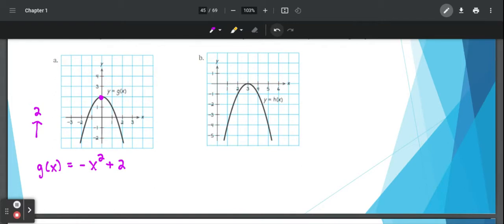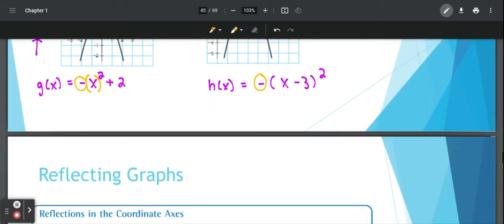And if you notice this part B, it shifted to the right 3. So this one's h of x. H of x equals negative x minus 3 squared. So when we reflect it from opening up to opening down, this negative out front is never included in that square. So you don't want to be squaring the negative. You always want that to be separate. So in this first one, you could almost think about like that x is still in its own set of parentheses and the negative is out in front of that set of parentheses.